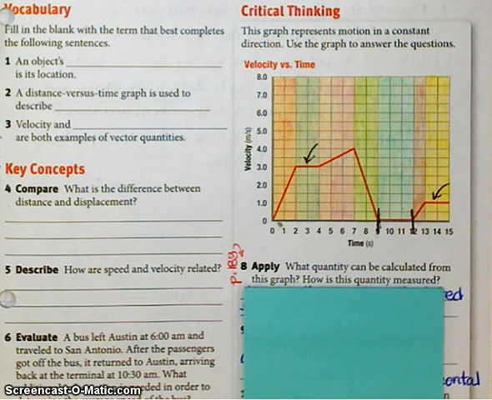Okay, now I'm on page 185 in the lesson review, and I'm going to walk you through part of this graph and kind of give you some hints so that you can answer some of the questions. First of all, it says this graph represents motion in a constant direction, meaning the direction's not changing. Use the graph to answer the questions. Well, first I'm going to take a really good look at the graph, and I, first of all, am going to read the title.